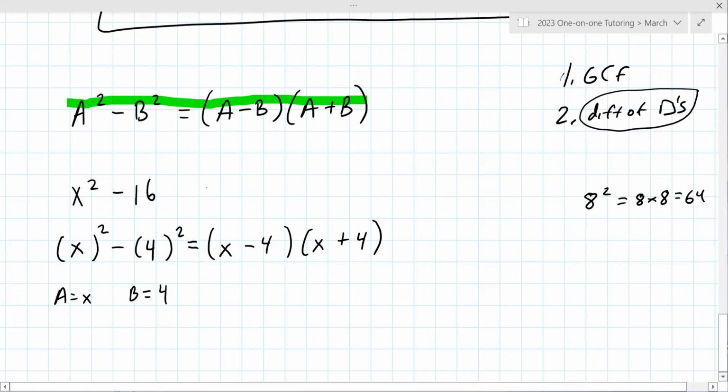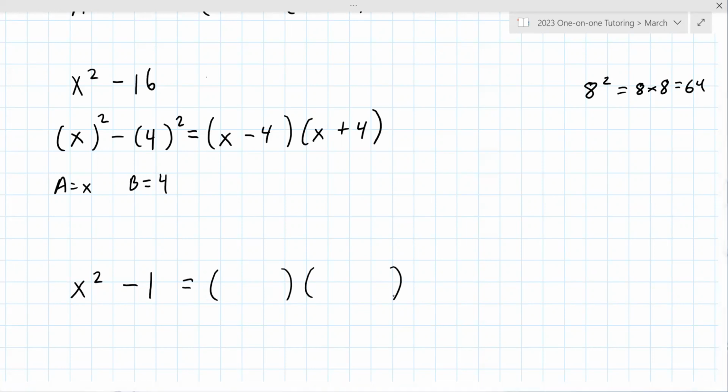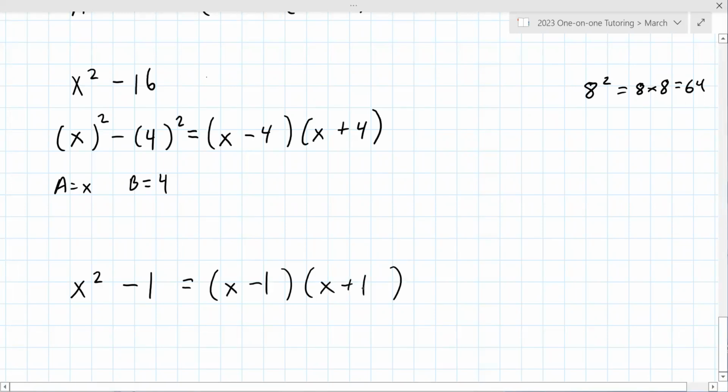Is that clear? Okay, so let's have you try one here. What about X squared minus 1? What does that become? If that was X minus 1, X plus 1. So sometimes it is the same number, but only in this case, and that's because it's really X squared minus 1 squared. Yeah, that is correct here.